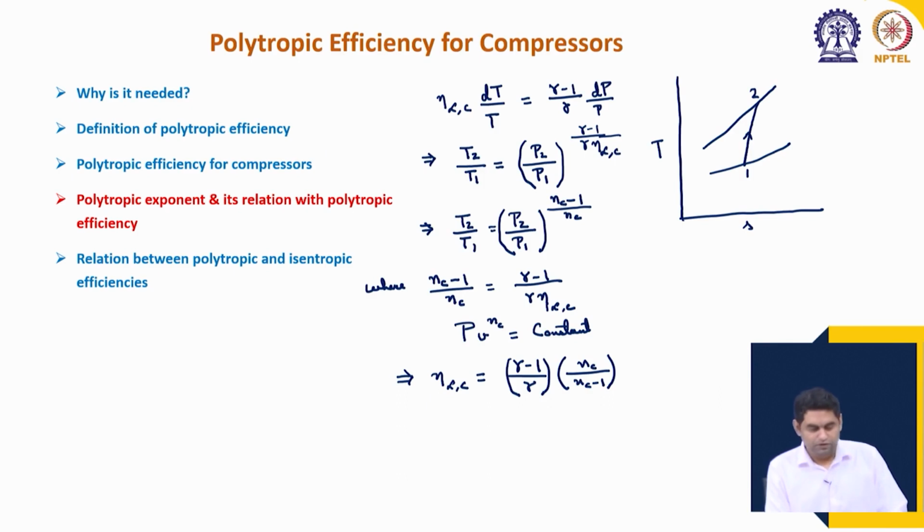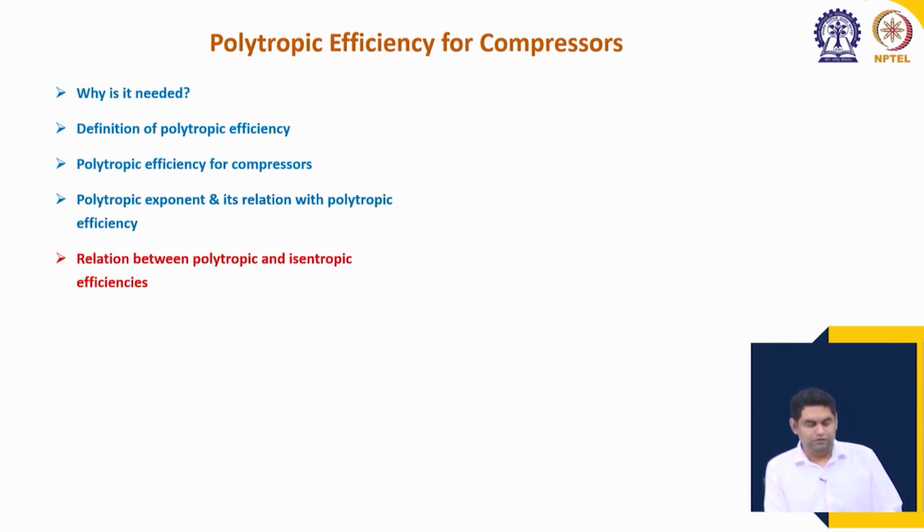The final point in today's class that we are going to discuss is the relation between polytropic and isentropic efficiencies. It is good to know what polytropic efficiency is, and we know its importance now, but in many cases it is easier to do calculations using isentropic efficiency, or if we want to relate to other calculations it may be easier using isentropic efficiency. So, in those cases we may want to find the isentropic efficiency of the overall process if we know the polytropic efficiency.